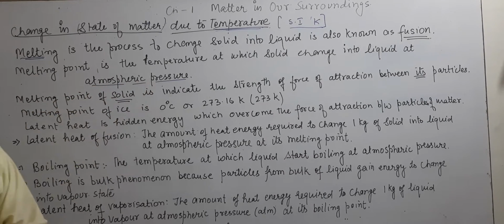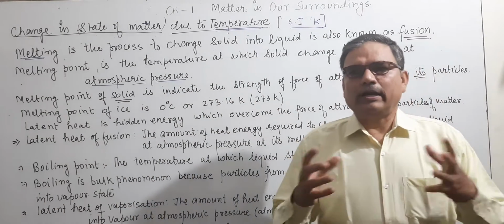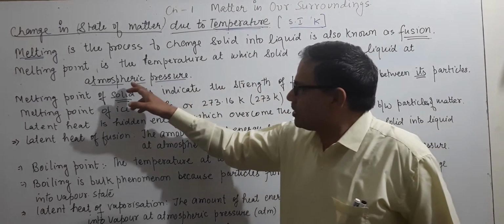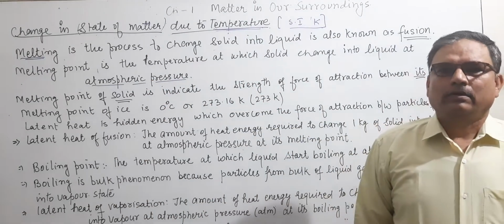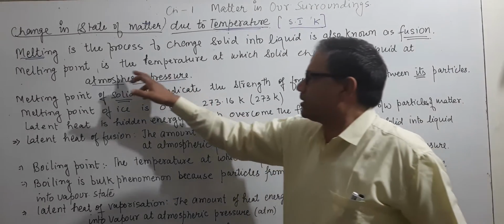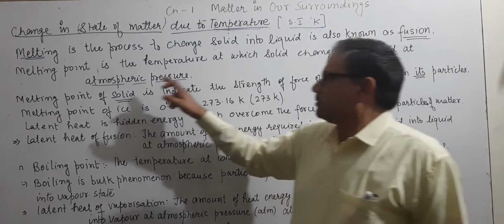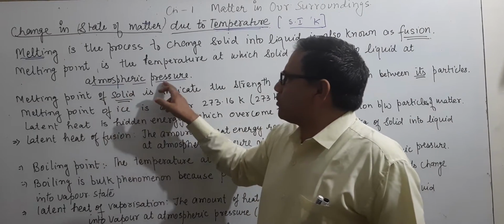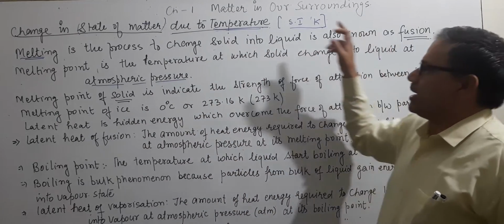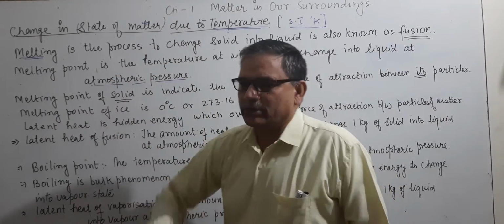This atmospheric pressure, what is the meaning of atmospheric pressure? Normal atmospheric pressure means the pressure which is exerted by the atmosphere. The pressure exerted by the atmosphere is known as atmospheric pressure. At that atmospheric pressure, the temperature at which a solid changes into liquid is known as the melting point. Is it clear?